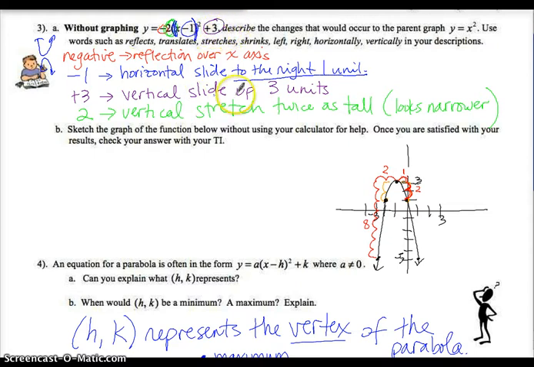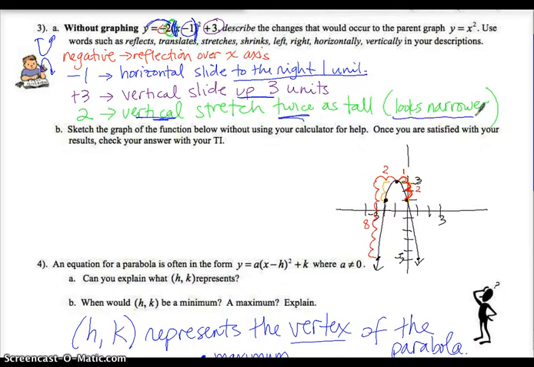So if it says plus 3, that means you move up 3 units. And then this 2 is on the outside of the parentheses, which means it's associated with y. So that's a vertical stretch. Remember, if it's a number bigger than 1, it stretches it higher or taller. If it's less than 1, or between 0 and 1, a fraction, then it's going to be shrinking. So it stretches it twice as tall, but it looks narrower.